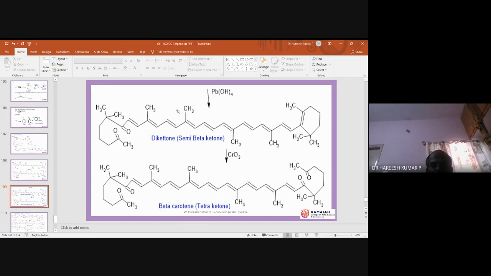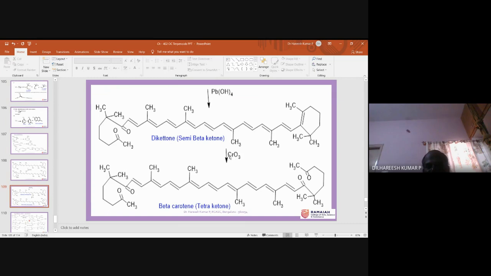Here, when the diol is treated with lead tetraacetate, Pb(OAc)4, you know that it will convert a vicinal diol to the ketone. This diketone is also called semi-beta-carotenone.